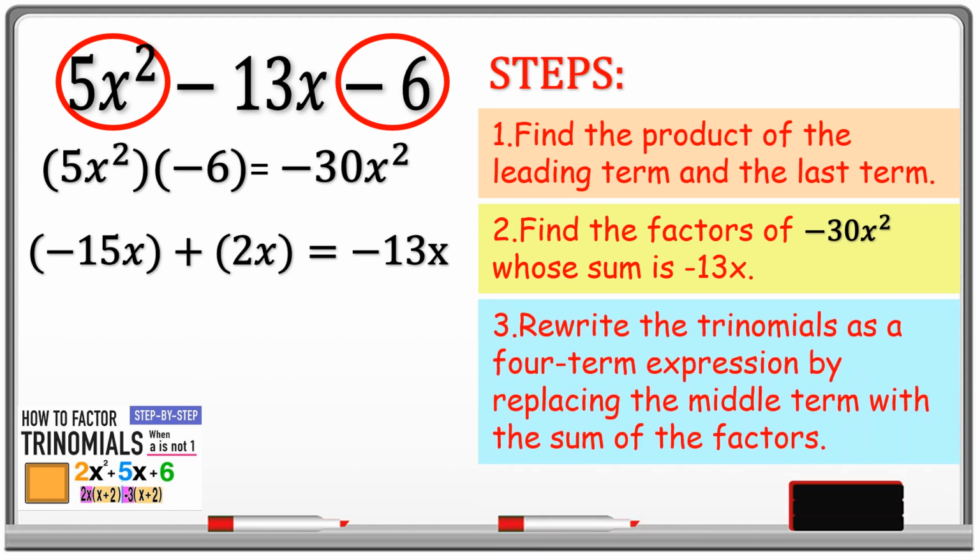So, for our step 3, you rewrite the trinomial as a four-term expression by replacing the middle term with the sum of the factors. So, we have 5x squared minus 15x plus 2x minus 6. Pinaltan ko lang yung negative 13x nung factors na kinuha natin. So, ayan, isusulat mo siya ng ganyan ulit. Okay? For step 4, you group the terms with common factors. So we have, basically, ang magka-group dyan ay si 5x squared, si 15x, kasi multiples of 5. Si 2x, and si minus 6, kasi multiples of 2.